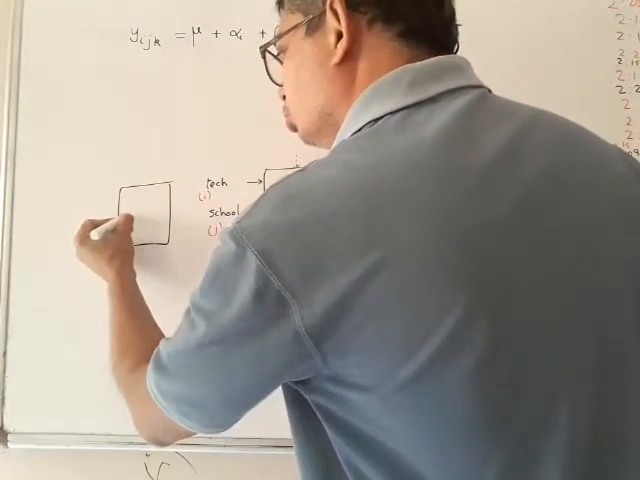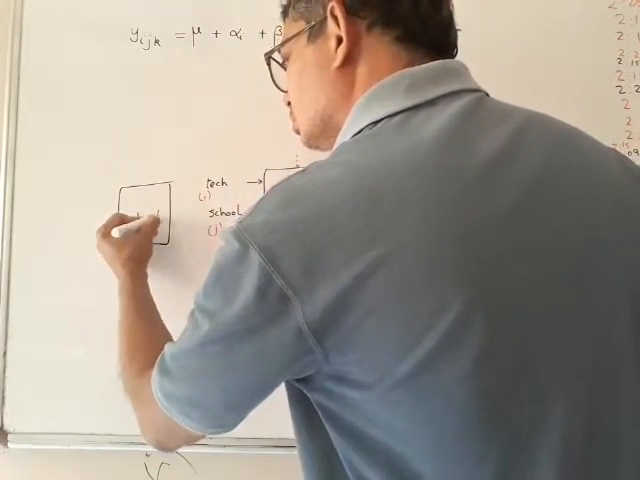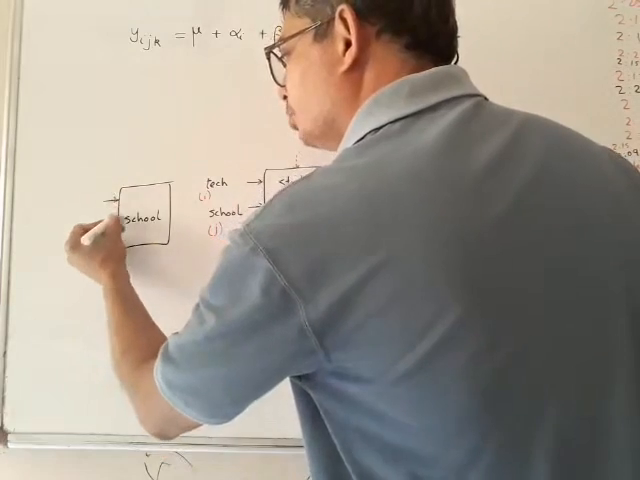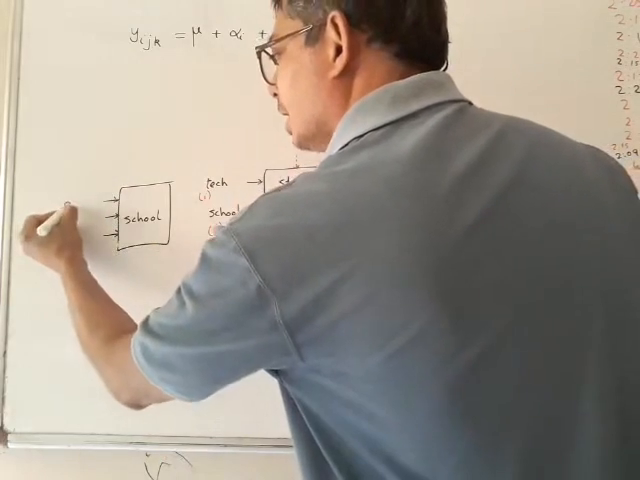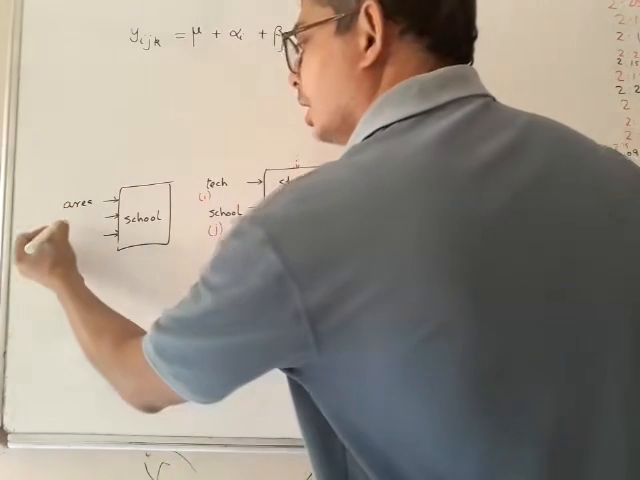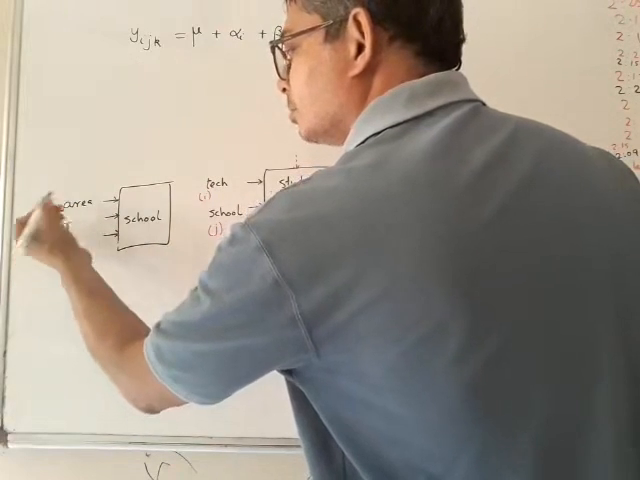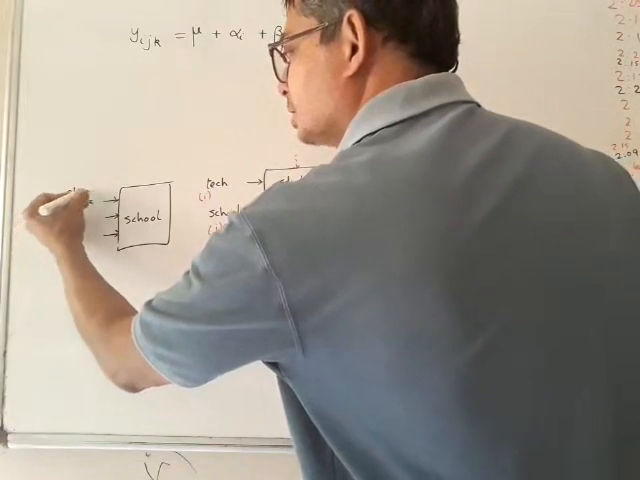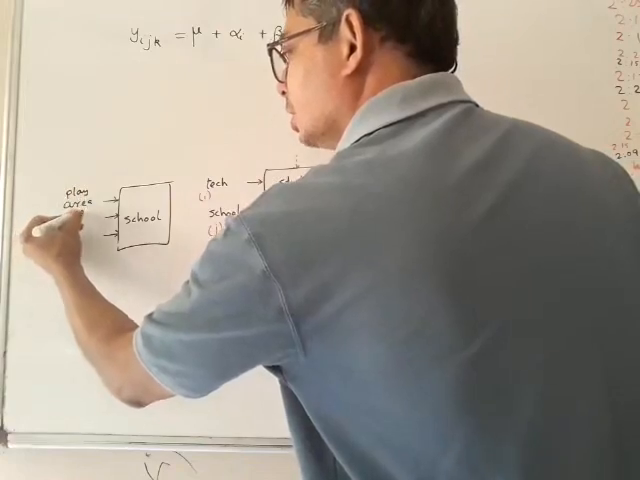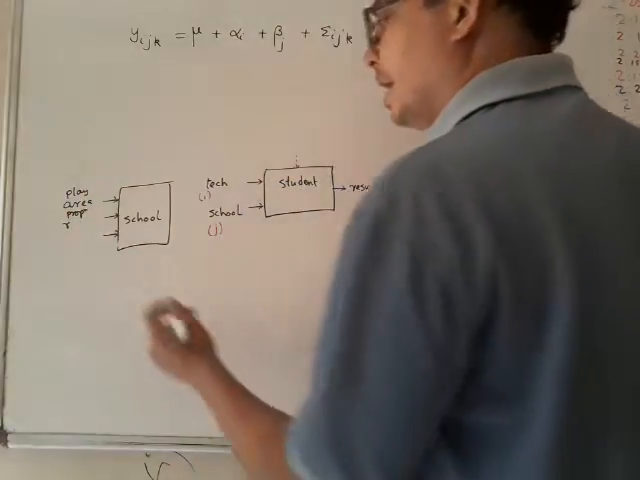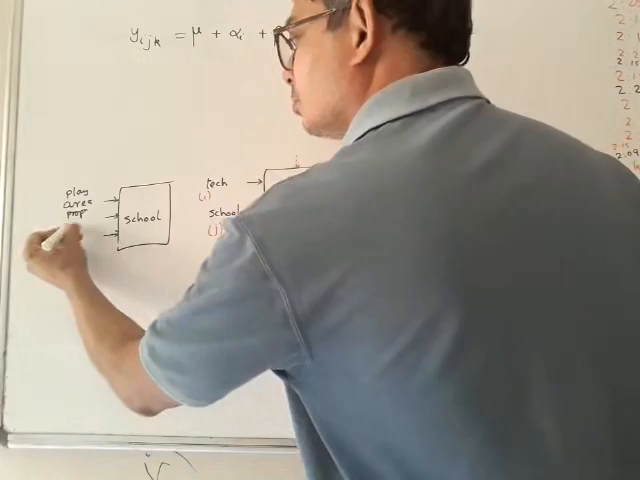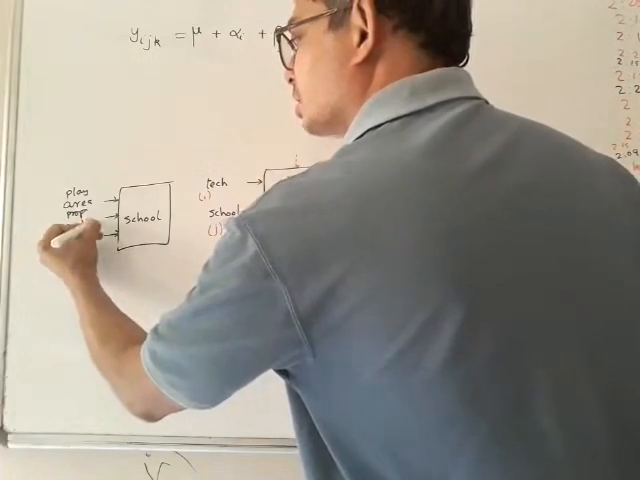You have school, and you have inputs like area, and we can have, so it is the play area. Suppose I say play area proportion, and we may have input like medium. What is the medium of instruction?